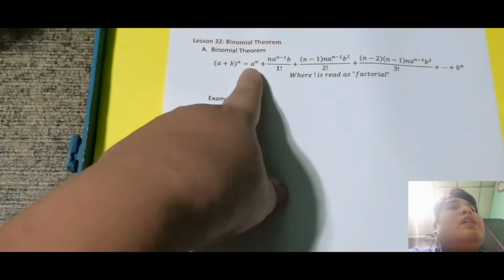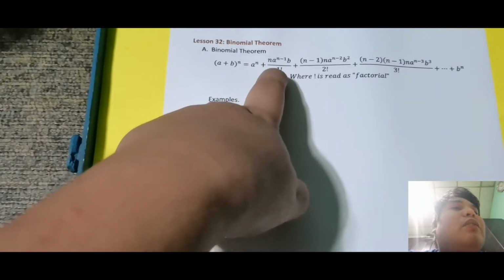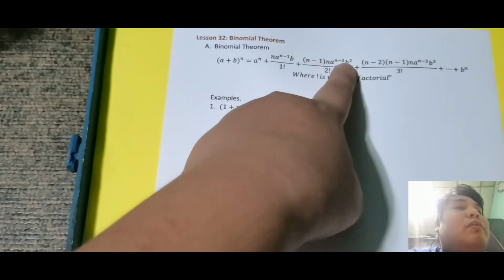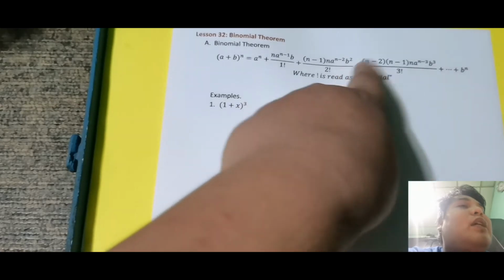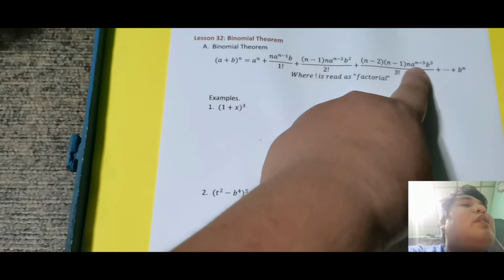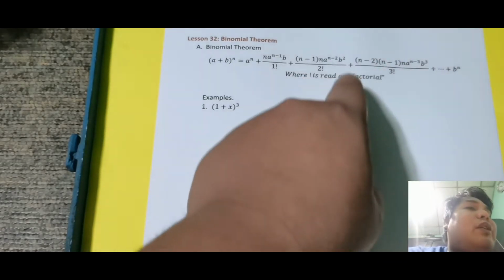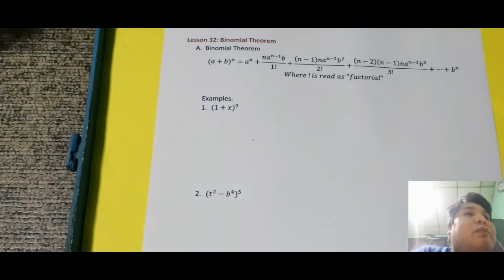That is equal sa a raised to n plus n a raised to n minus 1 b over 1 factorial plus (n minus 1) times n a raised to n minus 2 tapos b squared all over 2 factorial, then plus (n minus 2) times (n minus 1) times n times a raised to n minus 3 b raised to 3 over 3 factorial plus (n minus 3)(n minus 1) n tapos a raised to n minus 4 then b raised to 4 over 4 factorial plus that, plus up to b raised to n. Okay, basta susundan mo lang yung pattern.